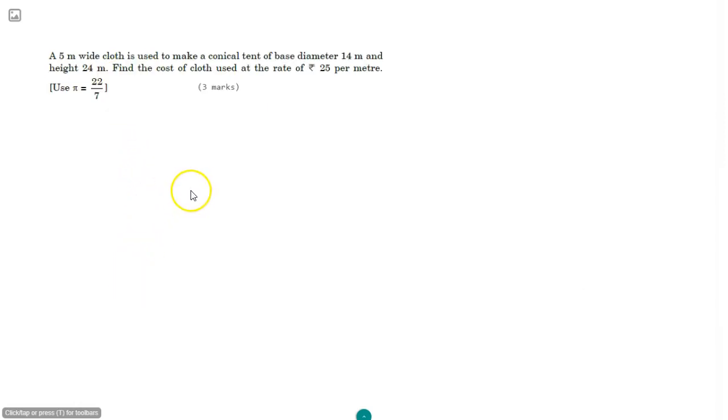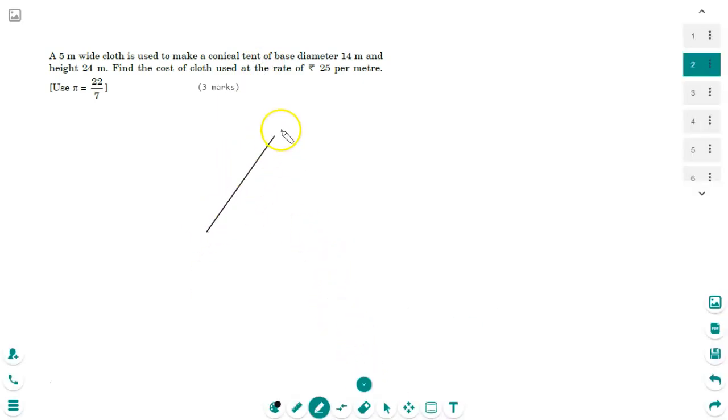A 5-meter wide cloth is used to make a conical tent of base diameter 14 meter and height 24 meter. Find the cost of cloth used at the rate of rupees 25 per meter. So we need to make a conical tent. Let's try drawing a cone. So there's a conical tent that looks somewhat like this, right? And the conical tent has a base diameter of 14 meters. So this radius here is 7 meters and height is 24 meters.